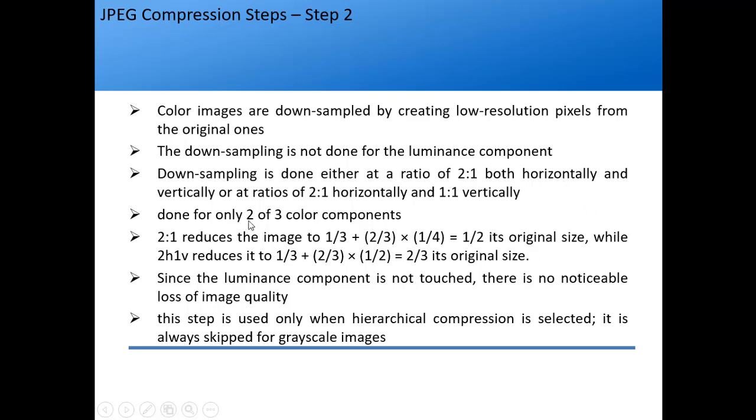While if we take 2h and 1v, that is nothing but 2 and 1. So 2 horizontal, 1 vertical, 2h, 1v. Similarly if you calculate, we will get 1/3 plus 2/3 of half, which is 2/3 of the original size. So this compresses by 66%, the earlier one compresses by 55%. So if you use 2:1 horizontally and 1:1 vertically, you get higher compression. That is what this means.